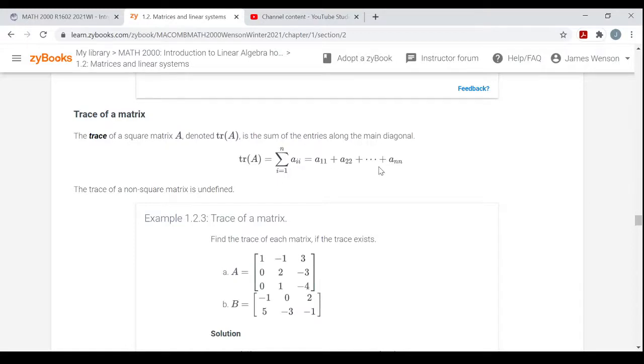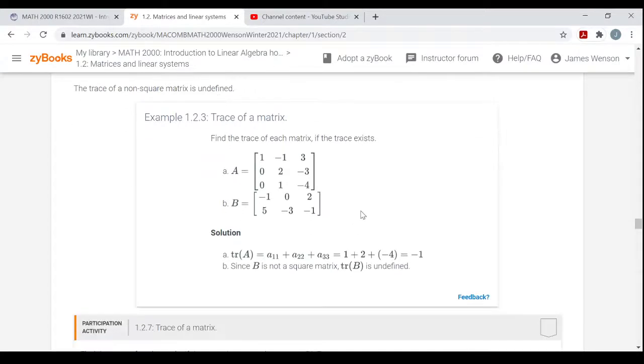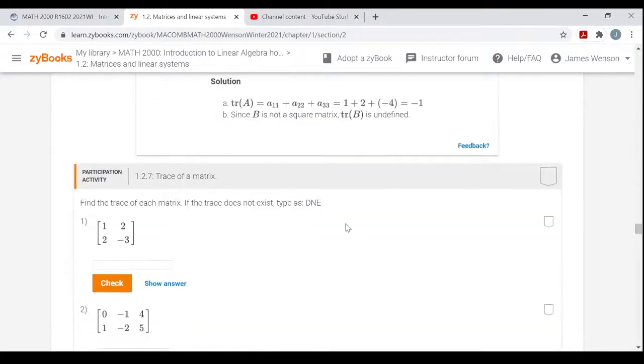You're just adding up all the entries down the main diagonal, all the diagonal entries, all the ones where the row and column are the same. And that's the trace of a square matrix. The trace of a non-square matrix is undefined, right? It is not defined, the trace of a non-square matrix. So examples here, you can read those.